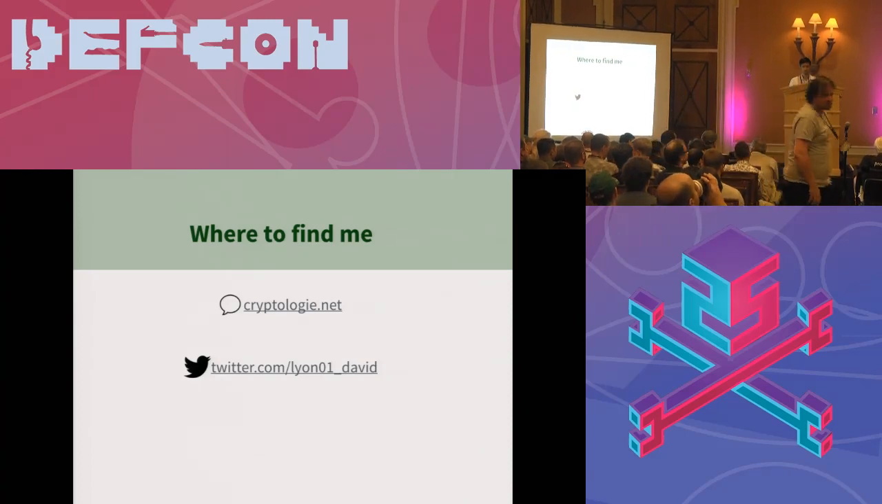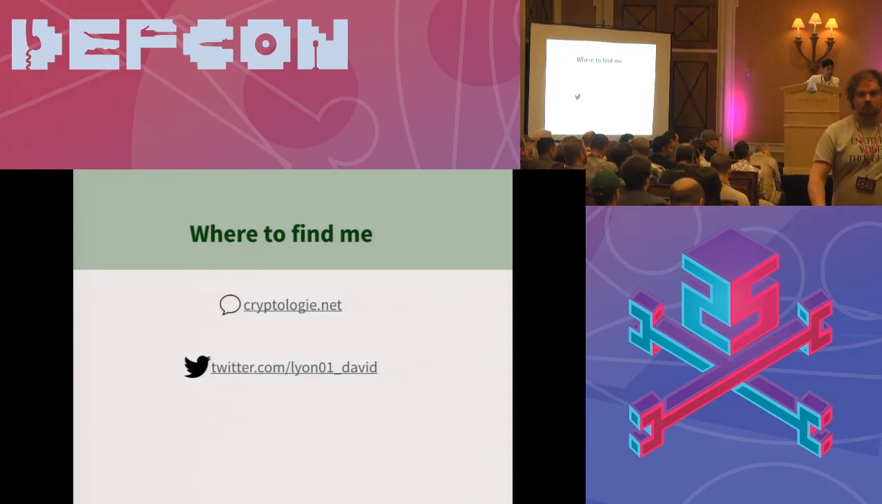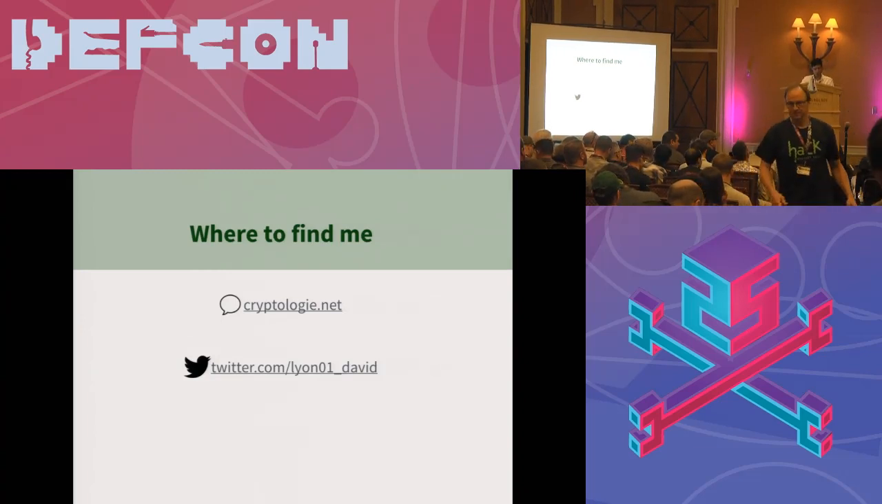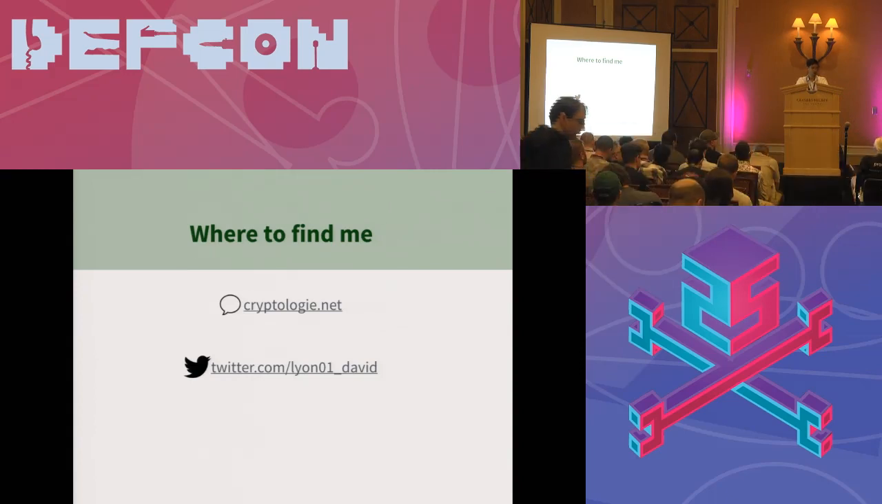Another question? So you have STROBE that could be used for key derivation. Have you compared it with existing key derivation functions? So, have I compared STROBE to HKDF or other key derivation functions? I have not, but it has the same properties.